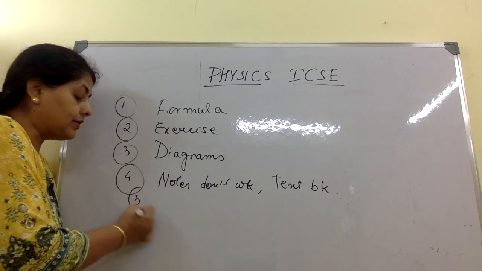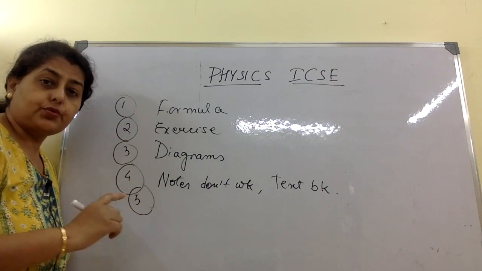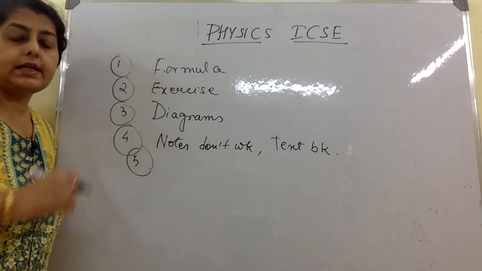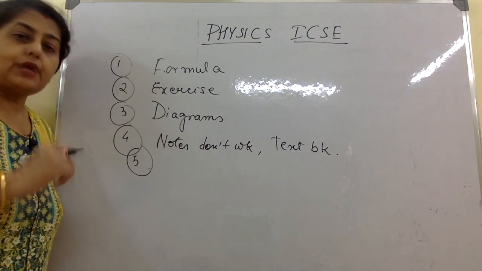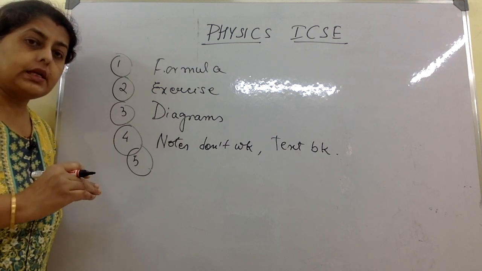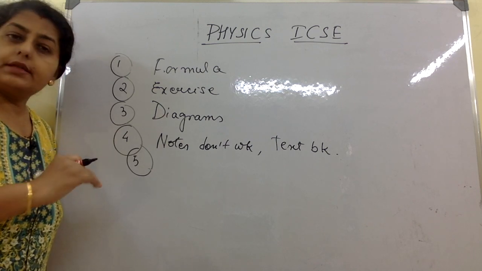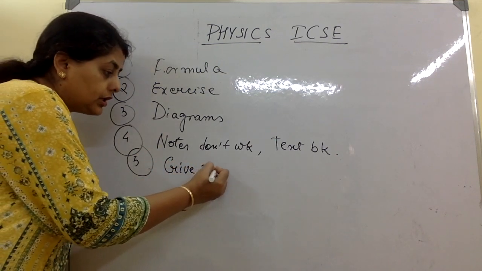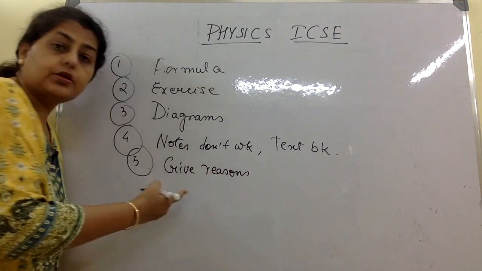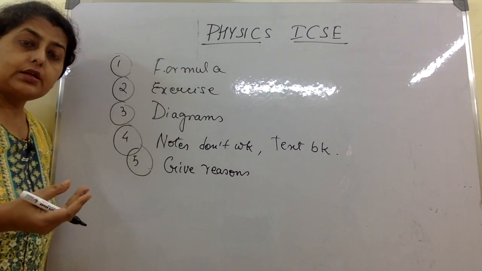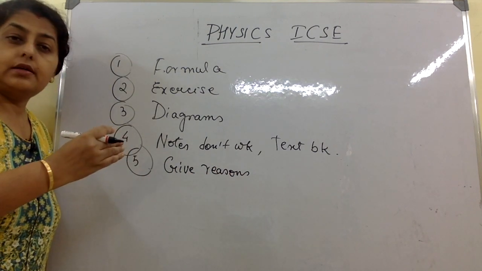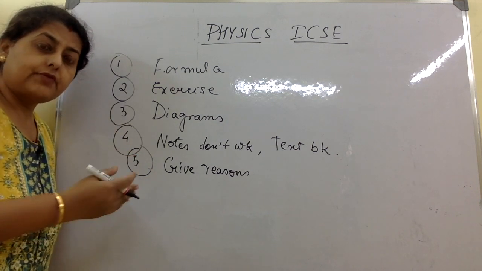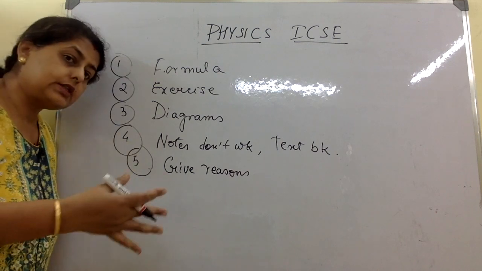Fifth one. What is the fifth thing that you should do? Now, the ICSE physics syllabus is full of give reasons. So learn your give reasons well. Now, where do we get give reasons? We have give reasons in the chapter heat, specific heat capacity, and even for heat capacity, we have give reasons for latent heat.